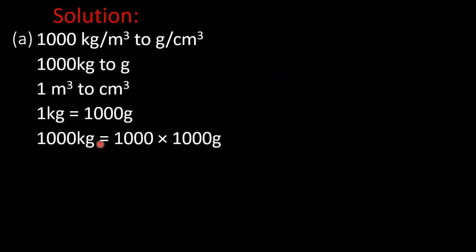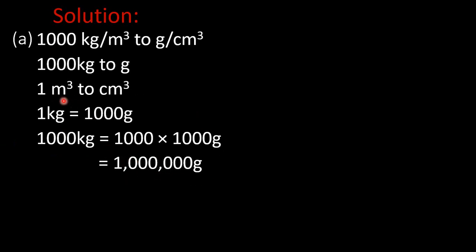Let's start by converting 1,000 kilograms to grams. We know that 1 kilogram is equivalent to 1,000 grams. And so 1,000 kilograms is going to be equivalent to 1,000 times 1,000, which gives us 1 million grams. So 1,000 kilograms is equivalent to 1 million grams.